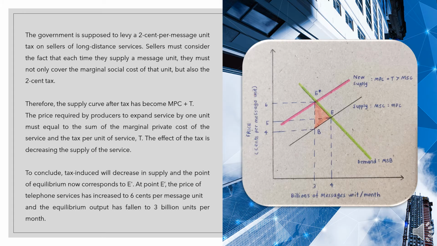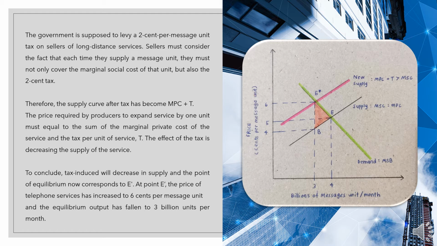The government is supposed to levy a 2 cent per message unit tax on sellers of long-distance services. Sellers must consider the fact that each time they supply a message unit, they must not only cover the marginal social cost of that unit but also the 2 cent tax. Therefore, the supply curve after tax becomes MPC plus T. The price required by the producer to expand service by 1 unit must equal the sum of the marginal private cost of the service and the tax per unit of service, T. The effect of the tax is decreasing the supply of the service. As you can see in the diagram, the pink highlighted line is the new supply, which is MPC plus T.